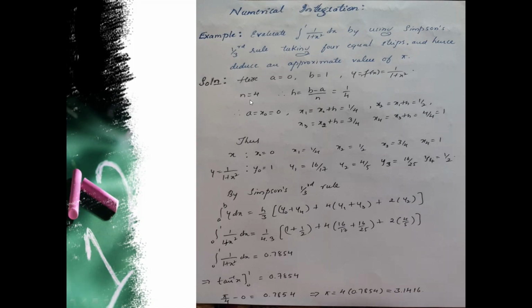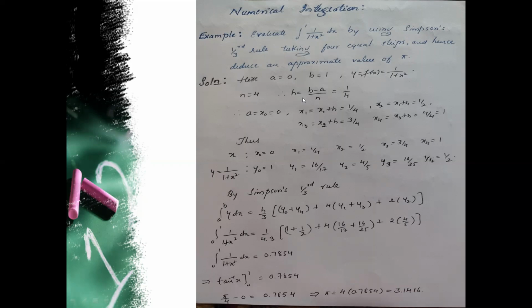Now here we are going to apply the one-third rule, and then we should know that n should be a multiple of 2. And further it is also mentioned that we have to divide the interval into 4 equal strips. That means n should be taken as 4. If at all it is not mentioned, then because we are applying the one-third rule, we should take either n equal to 4 or n equal to 6. As n increases, accuracy increases. So now, since it is given 4, let us consider n equal to 4.